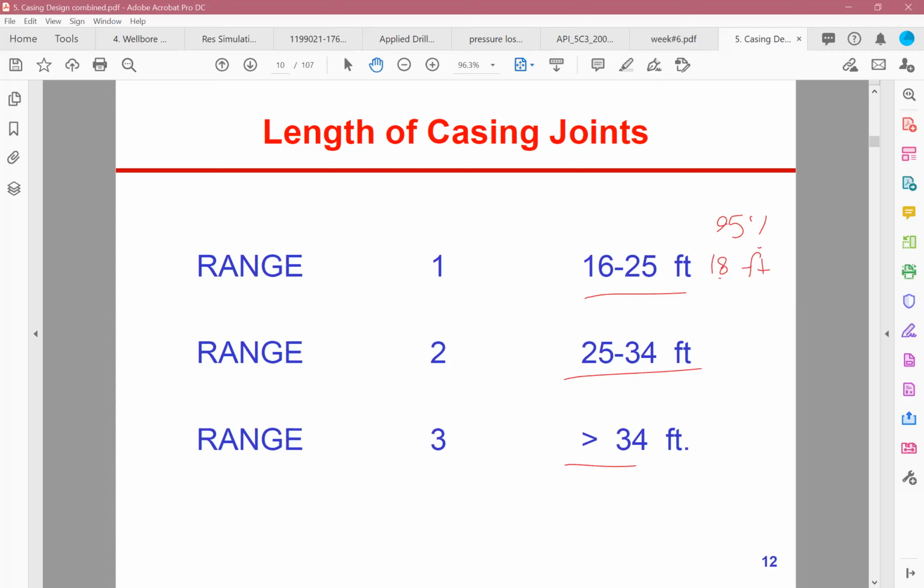I have the numbers here. So for range 2, 28 feet is 95% of the casing should be larger than 28 feet. And for range 3, 36 feet is basically 95% of the casings that they give you. 95% of the joints of the casings that they give you should have a length of 36 feet or larger. So that's basically kind of the standard size of those casings.